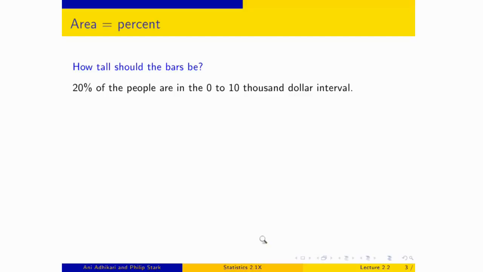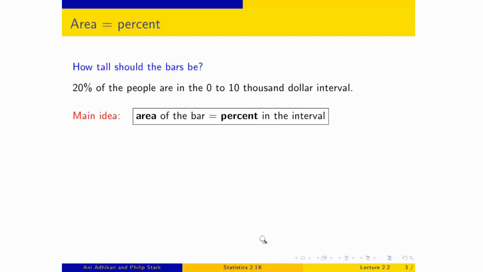Our idea is to look at one single bar, and if we can figure out how to draw the first bar, then we should be able to follow that method for all the other bars. And so our table says 20% of the people are in the $0 to $10,000 interval. And we know from lecture 1.3 that the area of the bar is what the eye picks up as the percent in the interval. From this, we should be able to figure out what the height of the bar ought to be, because we know that the area of the bar over that particular interval must be 20%.